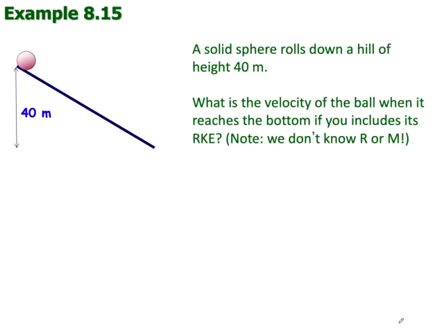All right. This time we've got a solid sphere rolling down a hill of height 40 meters. And the question is, what's the velocity of this solid ball when it reaches the bottom, if you include its RKE? And you're like, wait a second, you didn't give us the radius or the mass.